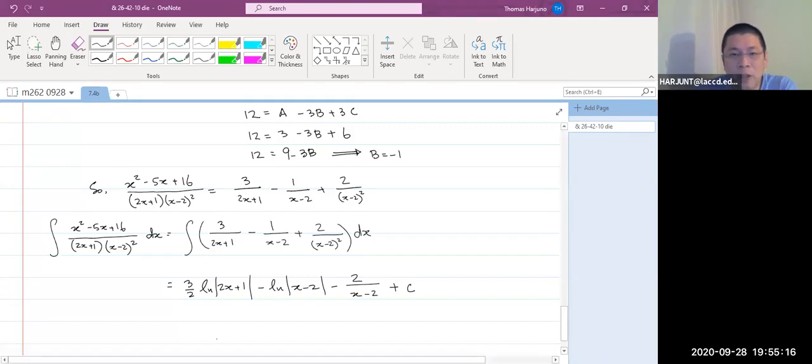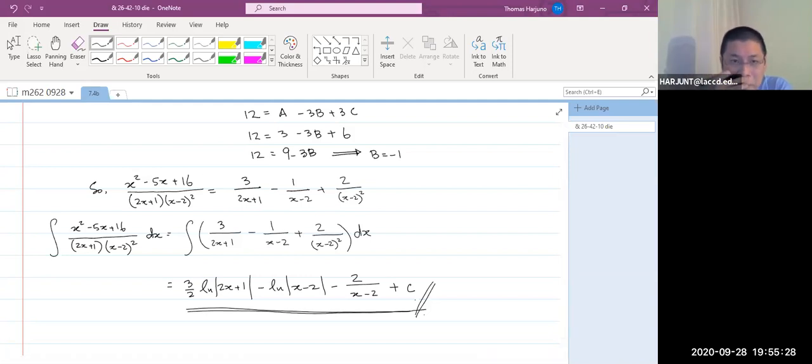Okay, I think that's simple enough. So let me just put them together. This is the final answer. But the last step here, the integration part, is something we assume you know what to do. The focus will be on the partial fraction decomposition.